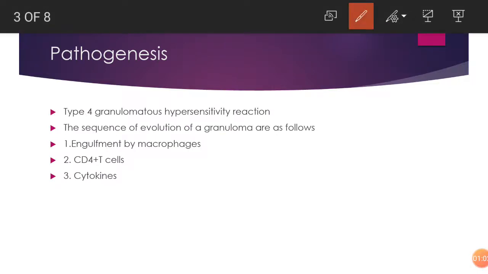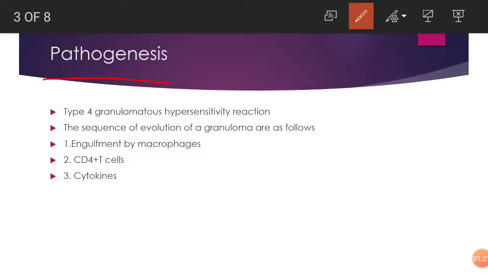So now, what is the pathogenesis of a granuloma? What do you mean by the term pathogenesis first? Pathogenesis is nothing but the sequence of events which happens in the formation of a disease. In a common man's language, pathogenesis means that. So now let's see what is the pathogenesis of a granuloma.